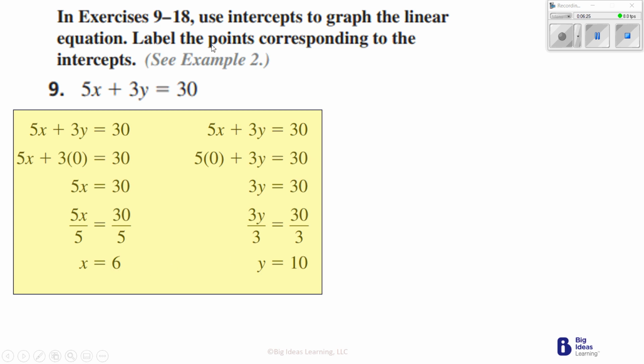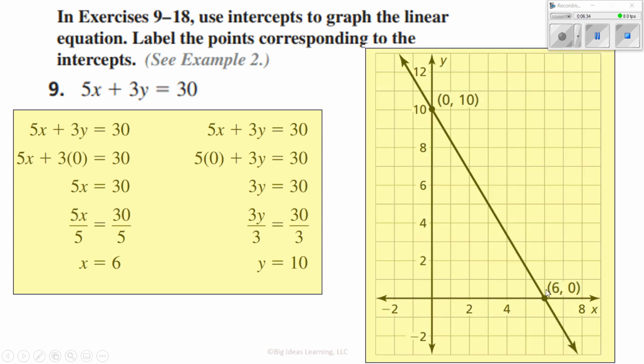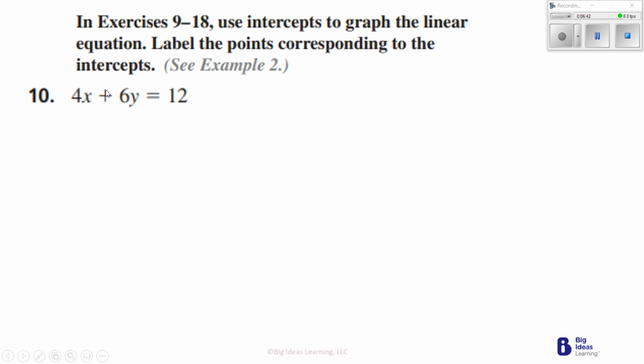So now it says use the intercepts to graph a linear equation. If I know the x intercept is 6 and y is 10, I can make a line from 6 on x to y at 10 and make a line straight through it. All right, let's go ahead and go to number 10.